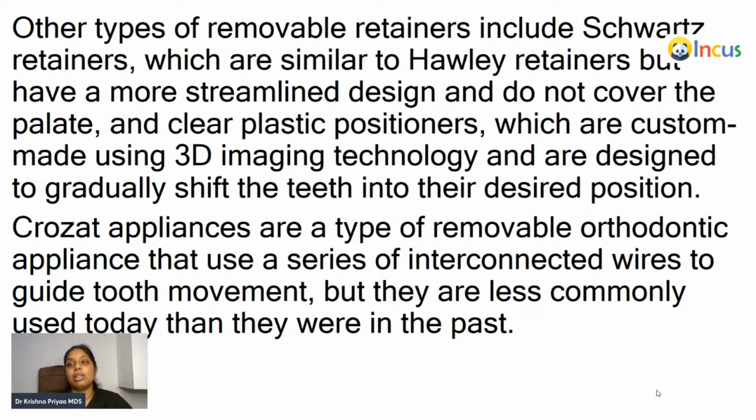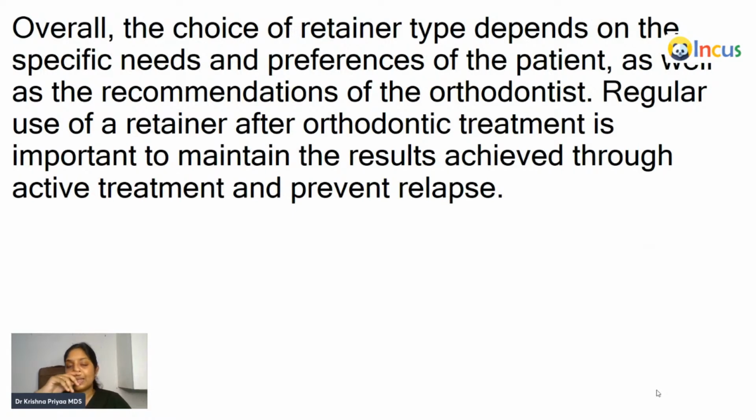The other types of retainers include Wraparound retainers. They are very similar to Hawley's retainers, but have a more streamlined design and do not cover the palate. Like Hawley's appliance without coverage on the palate. Something called plastic positioners can also be used at the end of the treatment. They are custom made for a particular patient by taking impressions and using 3D imaging technology. Crozat appliances are also a removable kind of orthodontic appliance. They use a very complicated wiring system to guide the tooth movement to its original position. So the choice of retainer depends on the patient as well as the dentist, depending upon the needs of the individual tooth or the malocclusion.